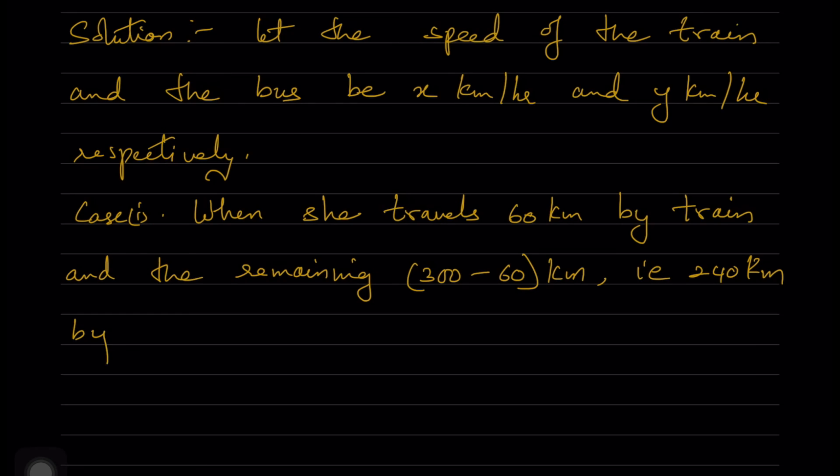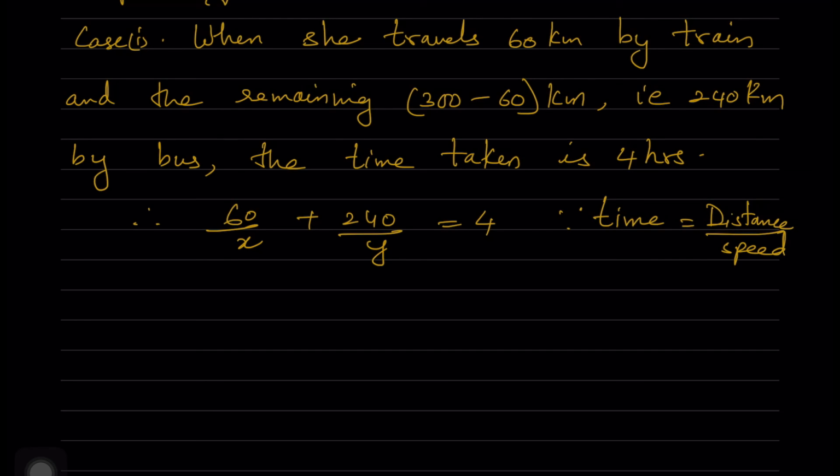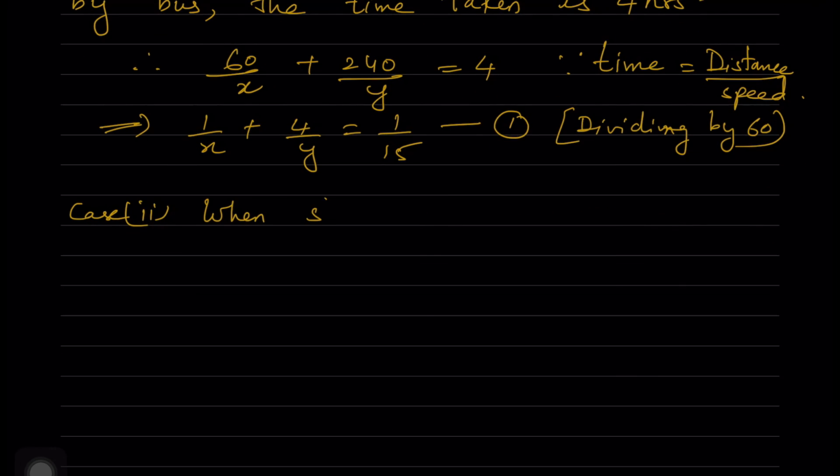So the equation which we get is 60 by x plus 240 by y is equal to 4. Since time is equal to distance per speed, we are taking that and writing down these equations. Distance is 60 and speed is x for train. For bus it is 240 by y and the time taken for the whole journey is 4. So 1 by x plus 4 by y is equal to 1 by 15. We are dividing throughout by 60.